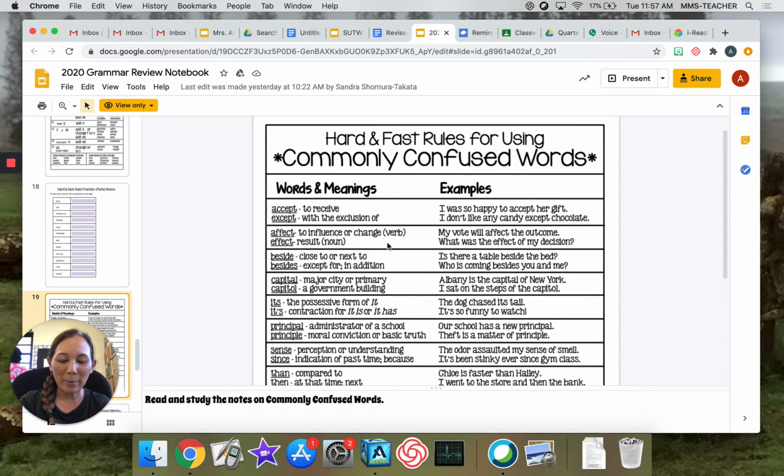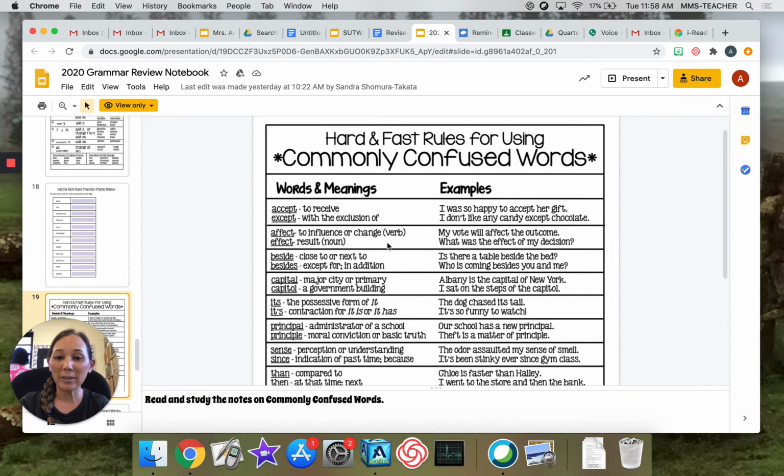The next example is affect, to influence or change, and it's a verb. So my vote will affect the outcome. And the word that people get confused with is effect. Effect is the result, and it's a noun. What was the effect of my decision?